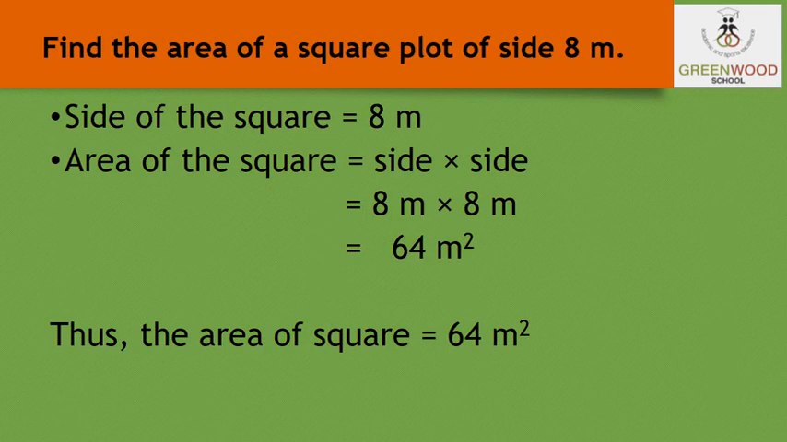So the area of square would be 8 into 8, that is 64 meter square. Thus we can say the area of square whose side is of 8 meter would be equal to 64 meter square.